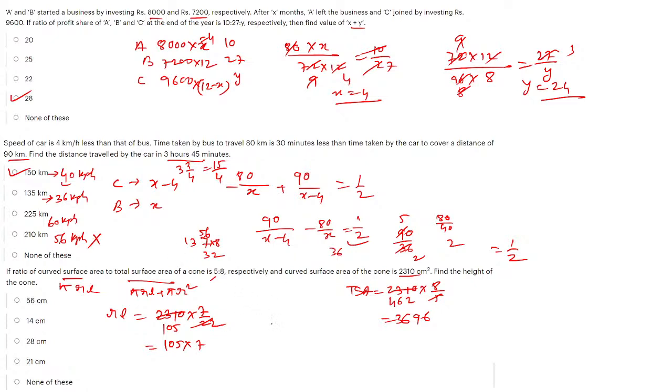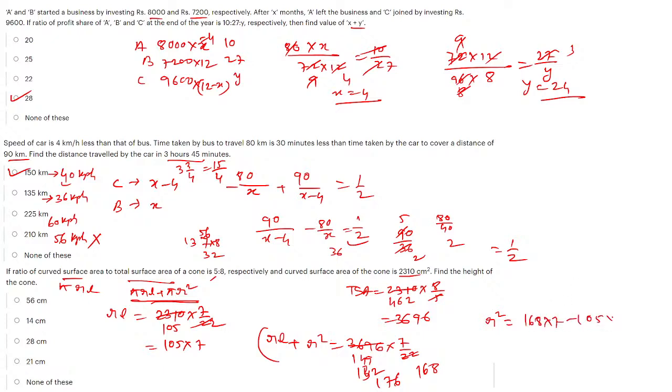Now, r l plus r square, I am taking this part, is equal to 3696 multiplied by 7 by 22. That gives what? 22, 149. That means 132 we can take, and 176. That means 68, 168. Now r square equals, from this part, 168 multiplied by 7 minus 105 multiplied by 7, because here it is the value of r l.